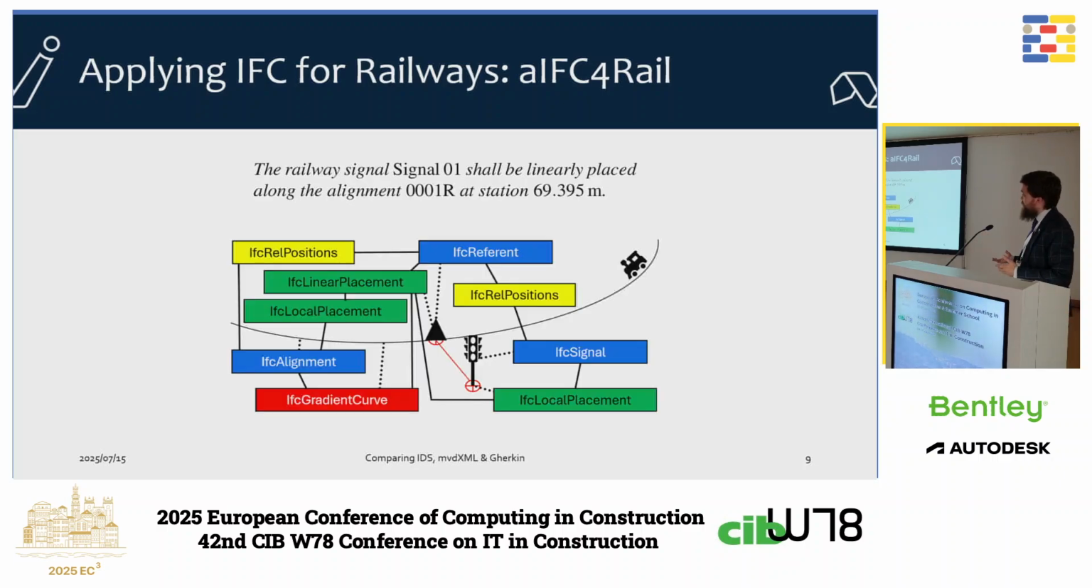How this looks in an IFC file, this is the snippet of expected IFC structure. So you've got this IFC alignment on the left bottom. This one has, through rel positions, an IFC referent attached. The IFC referent is basically stating at this station there is something, and on this IFC referent you have, through IFC rel positions, an IFC signal. Of course, the placements also need to be carefully designed, and you need to have the geometry of the alignment, the gradient curve, in order for everything to work.